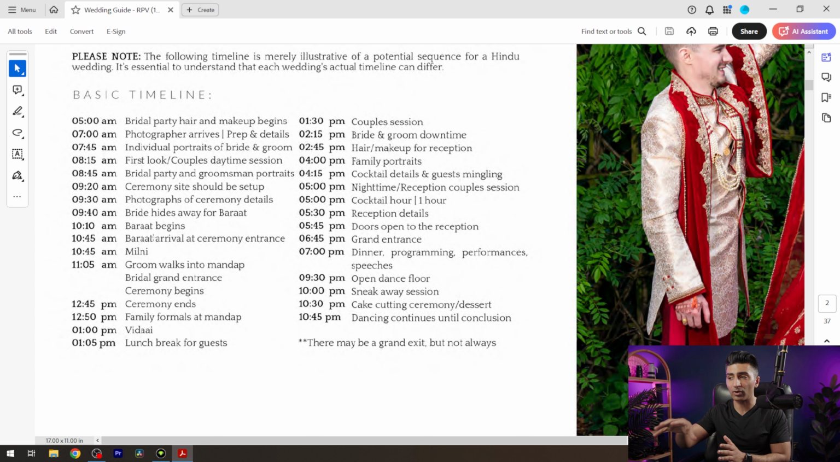And then what I'll do as part of this guide is also walk you through all the individual rituals that are going to take place so you have an understanding of what they all mean from a photography point of view, what we're going to be capturing, so that way you know exactly when to look at the camera, when to be a little bit more candid in nature, etc. So that's going to provide you a good reference.